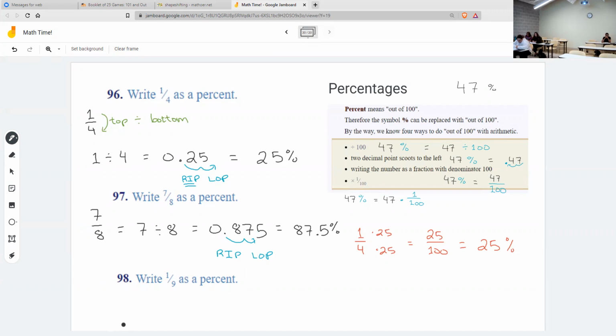Some fractions, when you do top divided by bottom, you get a repeating decimal, not a problem. What's 1 divided by 9? Yeah, 1, 1, 1, 1, 1, 1, 1 forever, right? That's not a big deal. I'm still going to do exactly the same thing. So there will be 2 of those ones before the decimal point, and then all the rest are just there forever and ever.